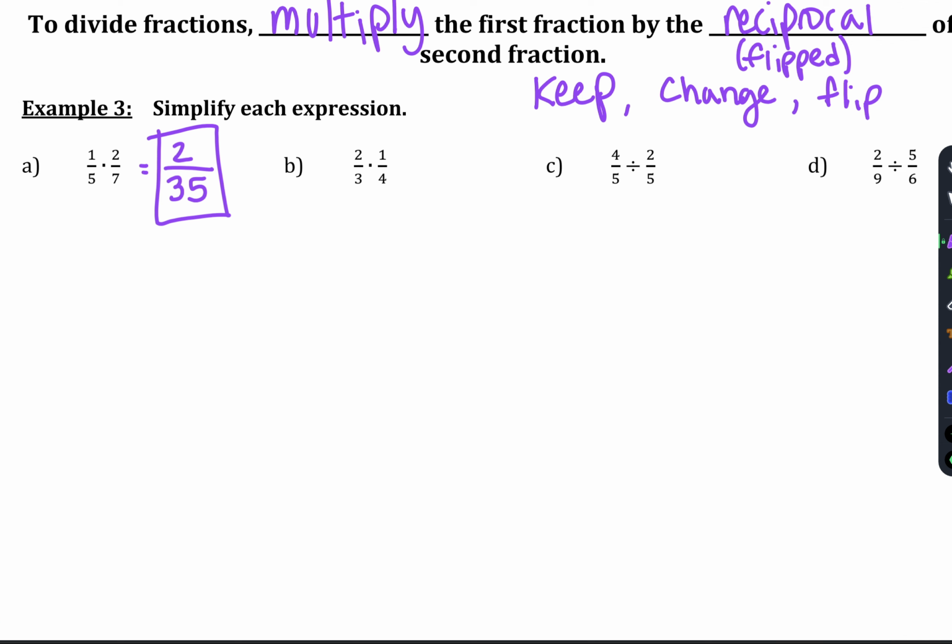Same thing with B. I got 2 times 1 in the top. I got 3 times 4 in the bottom. Can I simplify this one? I think so. What does it simplify to? 1/6.